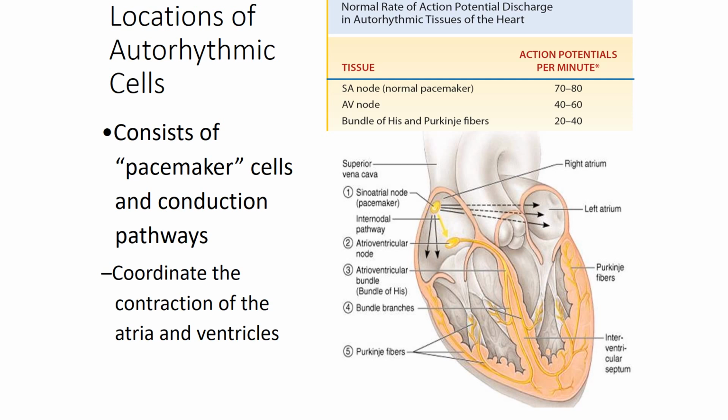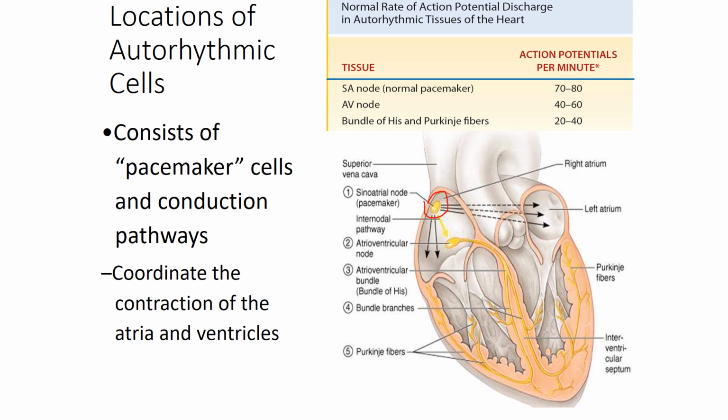And so this is going to be the electrical conduction pathway, and this is going to be initiated at the SA node, or sinoatrial node. And this is myogenic, so again, self-inducing, where it has about 70 to 80 action potentials per minute. So the depolarization, and this is considered to be our pacemaker cells.